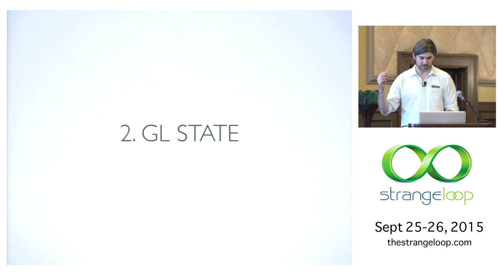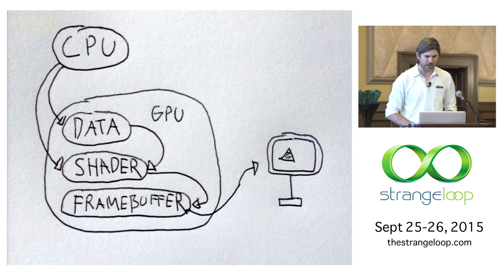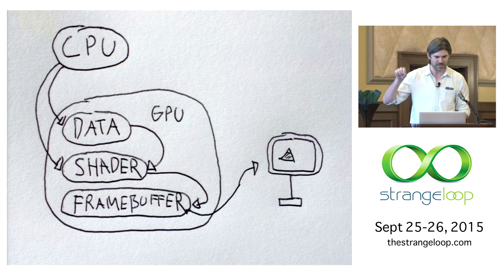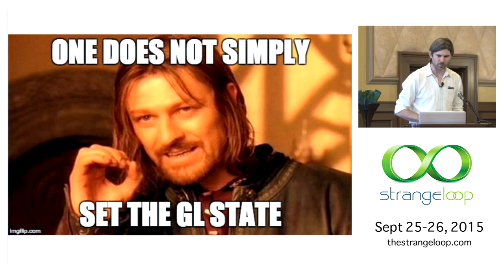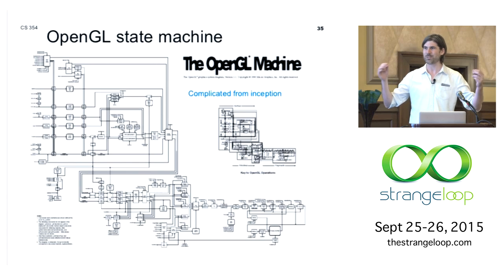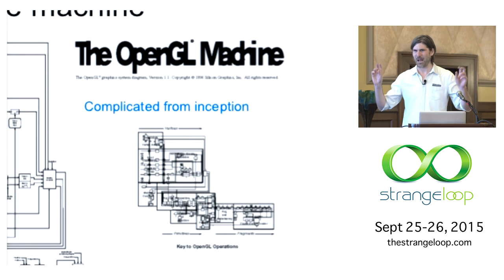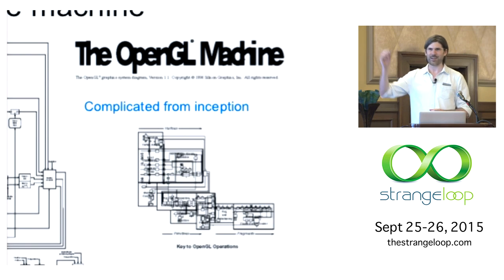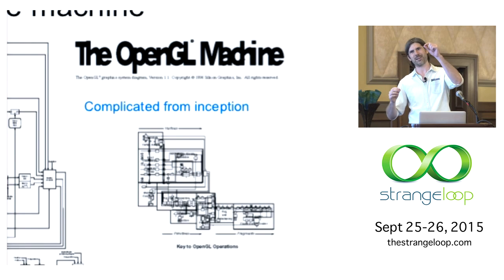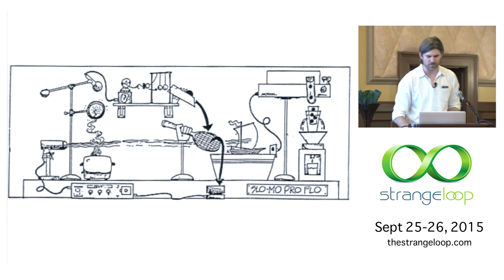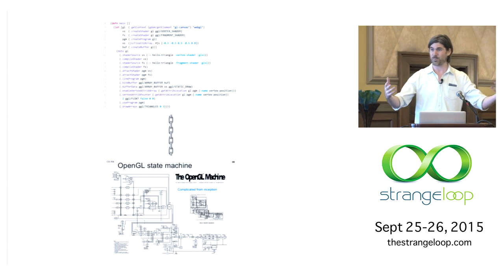Second thing, this thing of setting the GL state, which I rather optimistically depicted as the CPU just putting data into the GPU. Well, one does not simply set the GL state, right? Because you're not just setting the state, it's the whole state machine. I love this slide. The OpenGL machine, complicated from inception. And it really is. It's like, okay, I need to set a piece of state over here, but first I need to set a piece of state over here. And if you're doing textures, you have to set a piece of state over here, to set a piece of state over here. It's a real Rube Goldberg machine. And if your code is manipulating that state machine, your code becomes a Rube Goldberg machine.